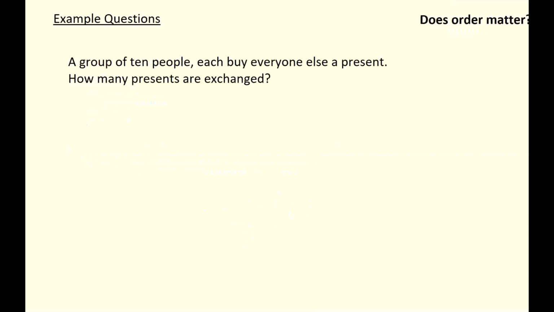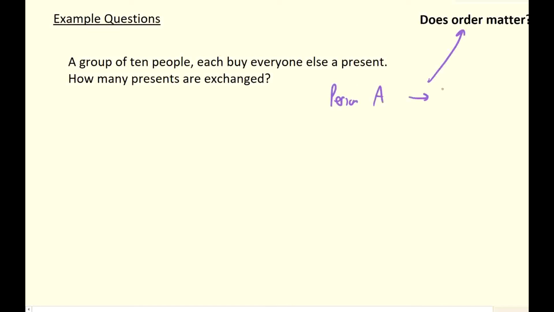Okay, 2 more examples left. A group of 10 people. Every person buys everyone else a present. How many presents are exchanged? So first, let's look at the key question. Let's see if order matters. So I'm going to have person A.